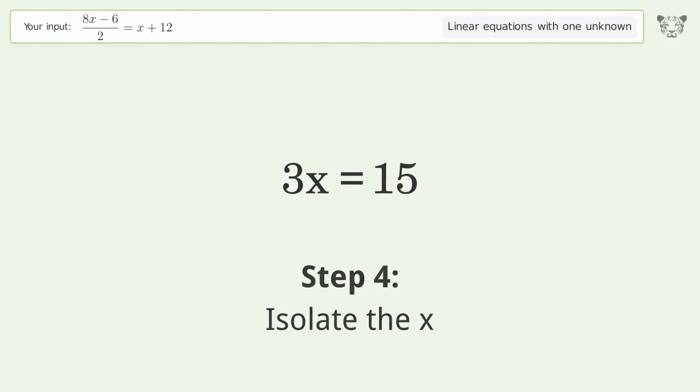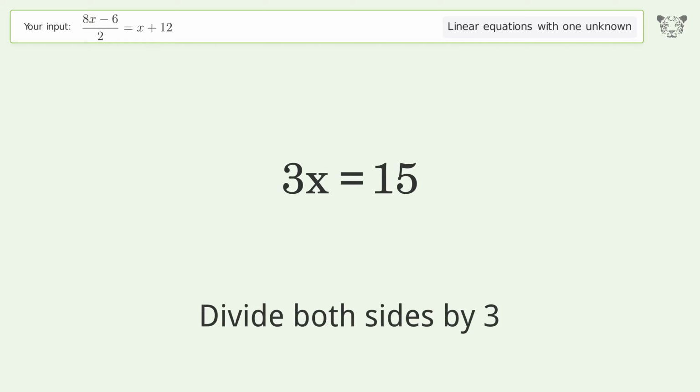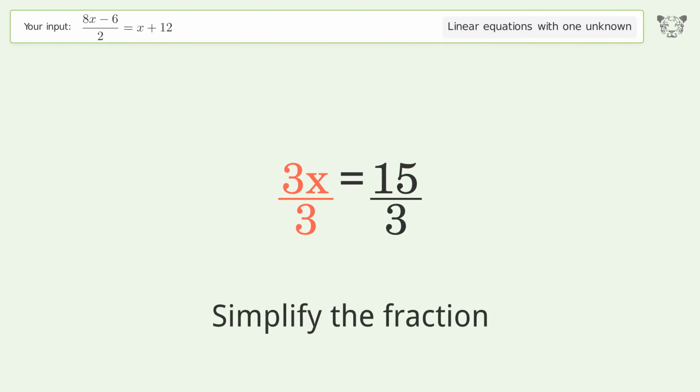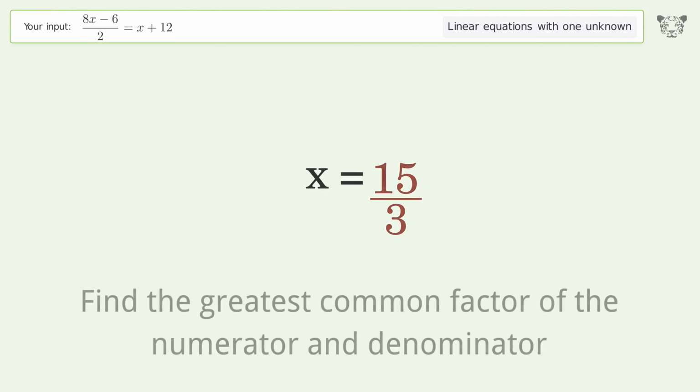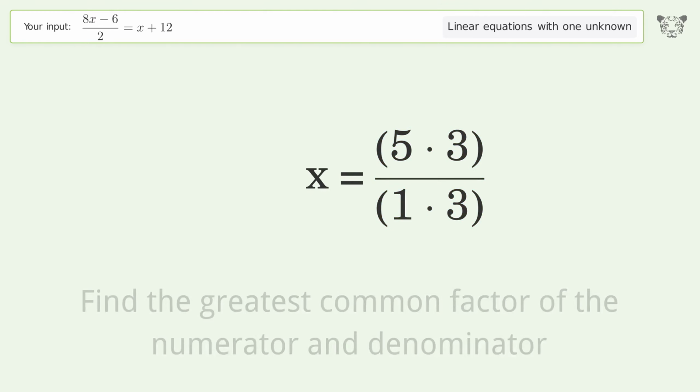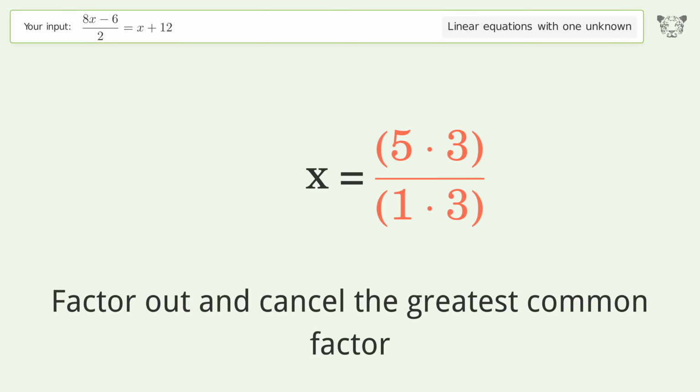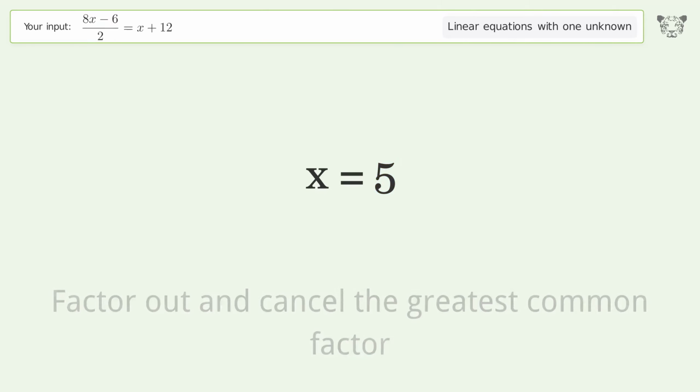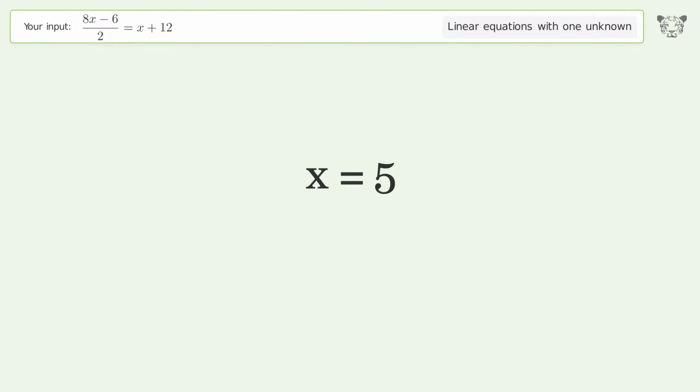Isolate the x. Divide both sides by 3. Simplify the fraction. Find the greatest common factor of the numerator and denominator. Factor out and cancel the greatest common factor. And so the final result is x equals 5.